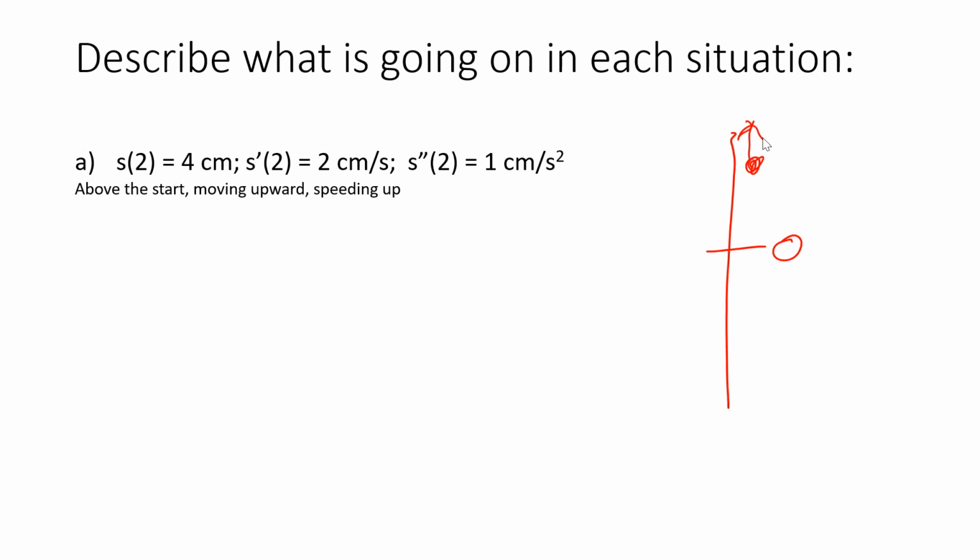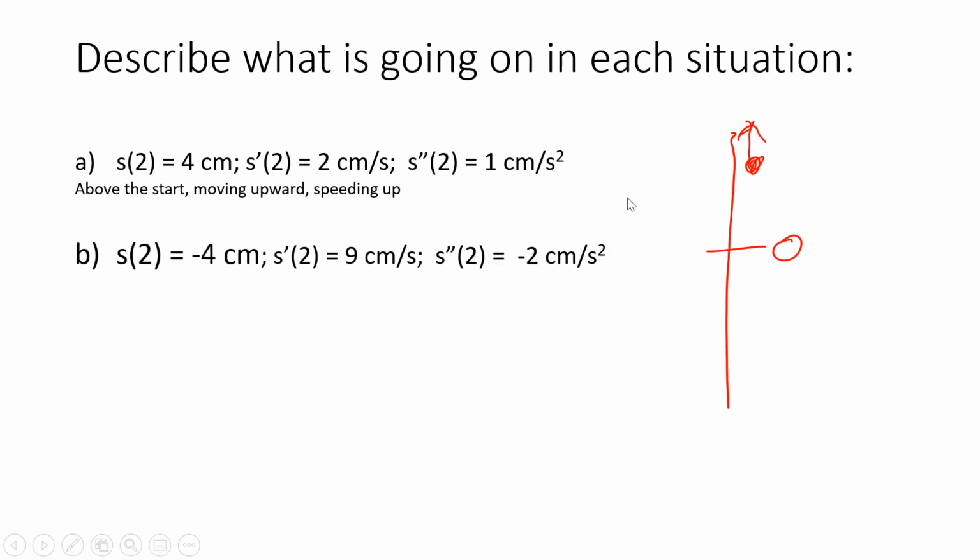Let's see if you can figure out what's happening in the second scenario. So S of 2 is minus 4 centimeters. S prime of 2 is 9 centimeters per second, that's positive. S double prime of 2 is minus 2 centimeters per second squared, and that's negative.